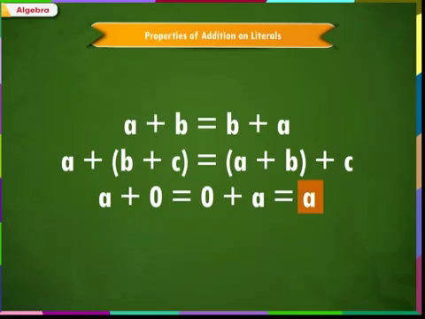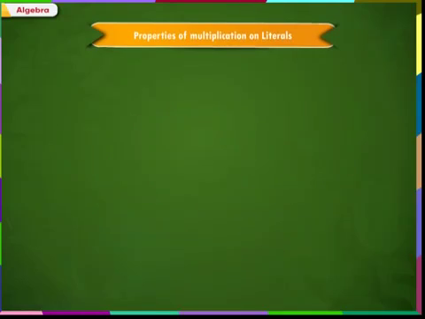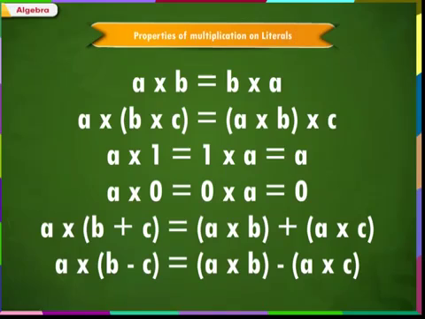However, subtraction of literals does not have these properties. The only property that holds true for subtraction is A minus 0 is equal to A. Properties of multiplication. Like numbers, the multiplication of literals have the following properties. A into B is equal to B into A. A into B into C is equal to A into B into C.